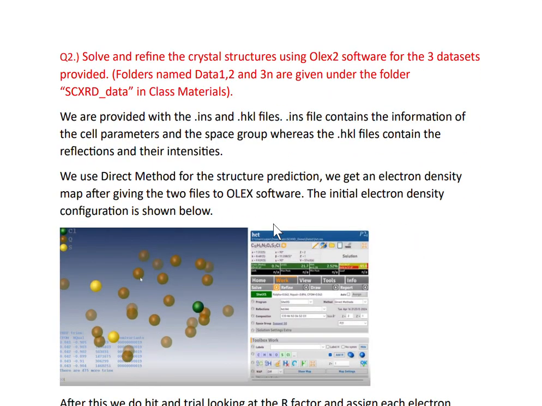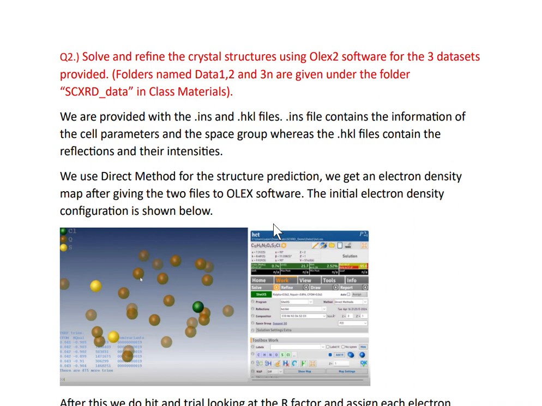Next, question 2 says solve and refine the crystal structure using OLEX2 software for the three datasets provided. So we were provided with three datasets for three different molecules. The first one being HCT, the second one is ROPA, RUPA, and the third one is RMAL. The data files consisted of .ins and .hkl files. The .ins file has the lattice cell parameters and the space group information, and the .hkl file contains the HKL reflections and the corresponding intensities and the error.